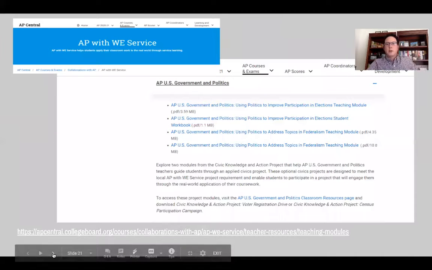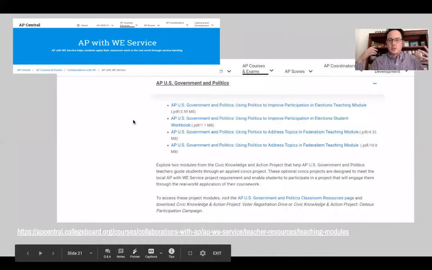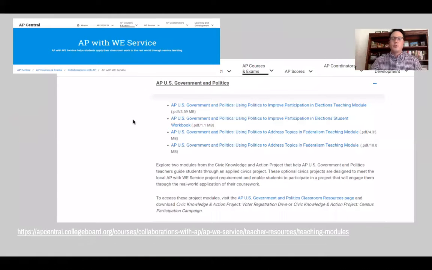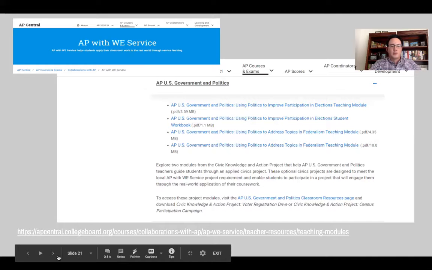So just to give you some options of how you can integrate this, the AP with We Service gives your kids credit for it. So if you integrate AP We Service with Action Civics into your AP course, not only will they get the credit from the test, but they can get this AP We Service credit. And there's actually modules, one of which I've helped write and one of which somebody else helped write, which helps you integrate Action Civics into your APGov classroom. And it threads right in. It shows you how to thread it in. And I'll put that link in the chat.